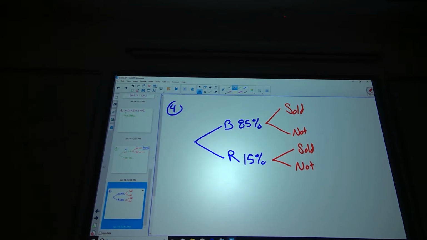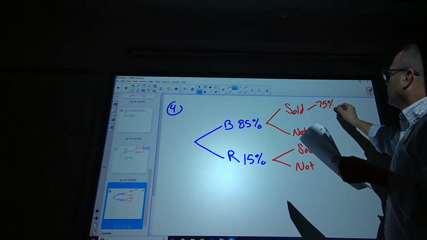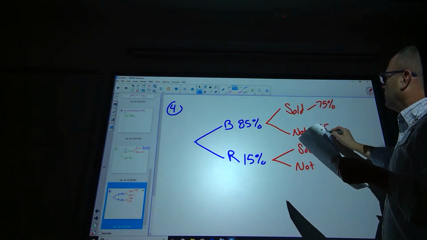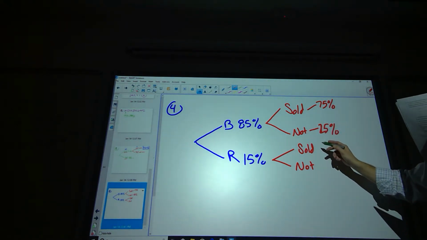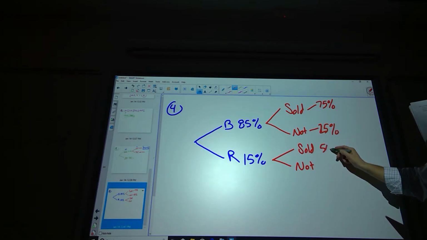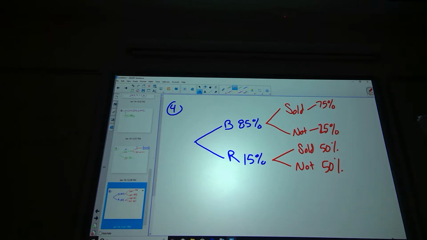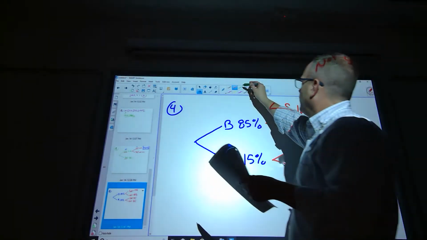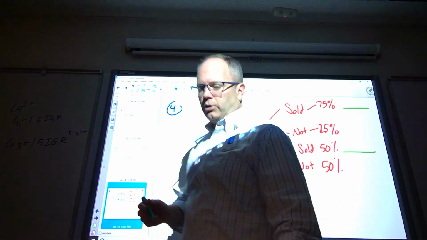Then it says, suppose she sells 75% of her bears. That means that 25% of her bears weren't sold. And then of her rabbits, she sold 50% of her rabbits, and so 50% didn't sell. What proportion of her animals does she sell at the craft show? So I need to figure out what that number is, as far as the percent goes.